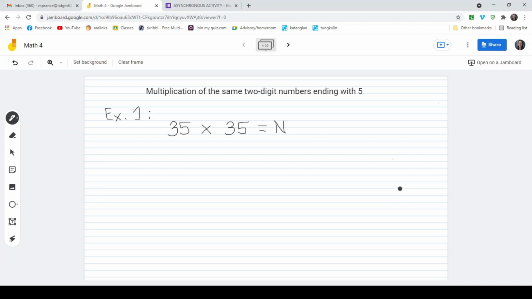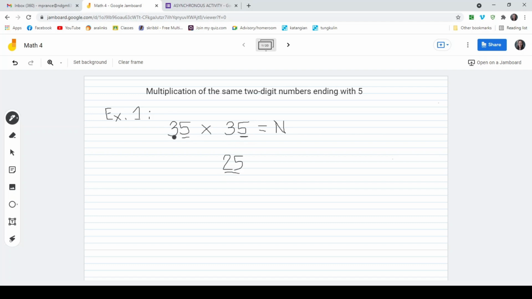Let's have the second strategy. We have here multiplication of the same two-digit numbers ending with 5. Again, this is only applicable with numbers that are the same and must end with the digit 5. So we have here 35 times 35. The first thing that you must do is to find the product of the two ending digits, 5 times 5. That will give you a product of 25. So again, first step, we multiply the ones digit. 5 times 5, the product is 25.